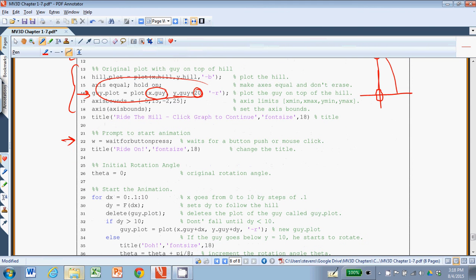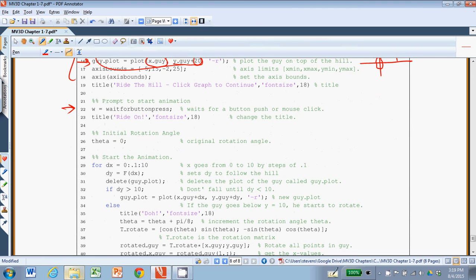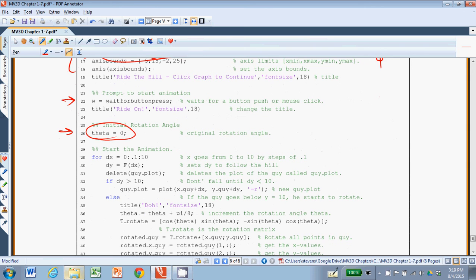Wait for button press waits for someone to click on the figure, and that'll start the animation. Before I start the animation, I initialize my value of theta. That's the rotation. It is 0. It will remain 0 until this character gets halfway down the hill.